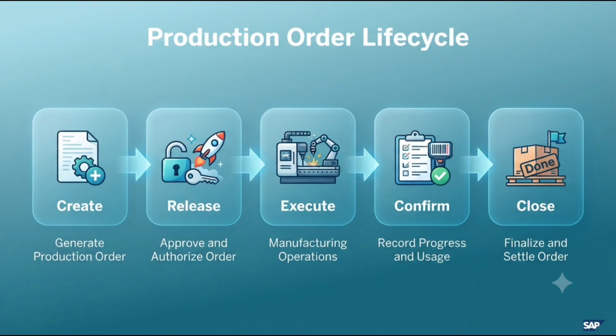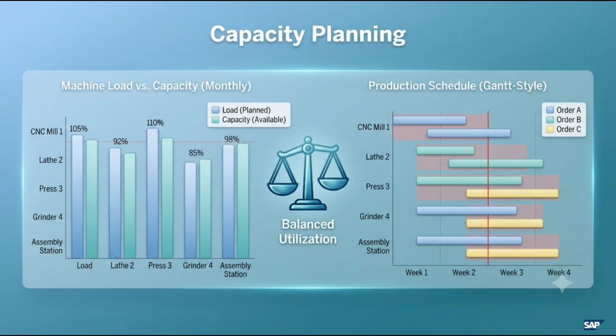After confirmation, goods are received into inventory, and the order is finally settled and closed. Each stage is important for tracking costs, progress, and material consumption. Understanding this complete life cycle helps you manage production efficiently and ensures that every manufacturing activity is properly recorded in the system.